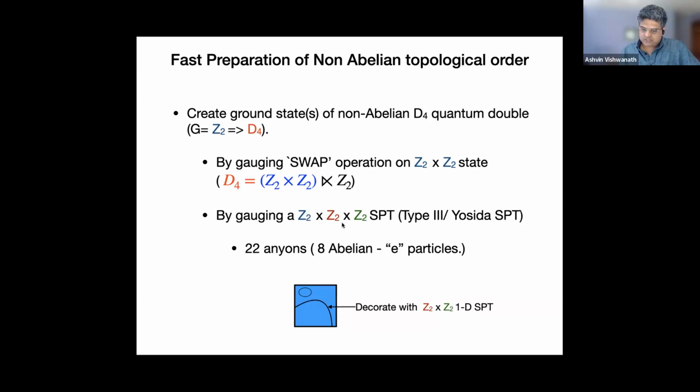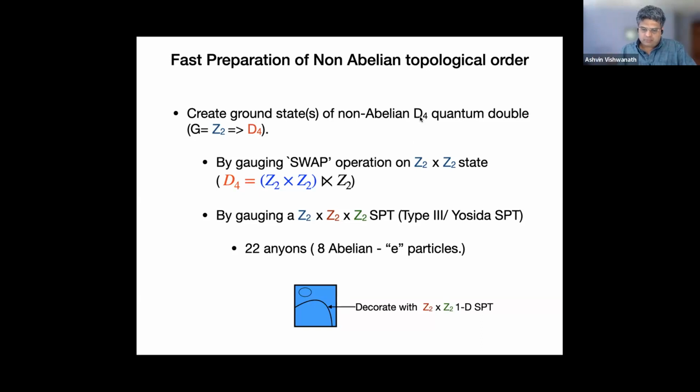Another way of doing it, which is also nice to think about, is instead of the initial state being a trivial paramagnet, you can think of a state that has three Z2 symmetries. So I've denoted them by three different colors. We'll use this color convention as we go along. And you can create them in a symmetry protected topological phase to begin with, protected by the symmetry, a particular kind called this type 3 SPT. And then you can go through this gauging map for the three Z2s. And it turns out the output of that is also a non-Abelian topological order. In fact, the same one, this D4 quantum double.